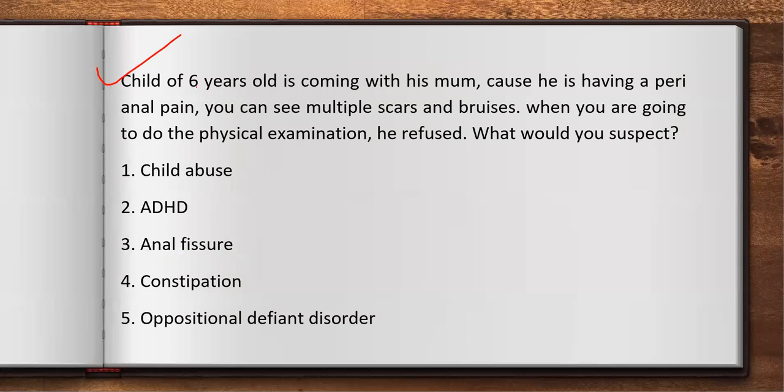Next, a 6-year-old child is coming with his mom because he has perianal pain. You can see multiple scars and bruises. When you are going to do the physical examination, he refuses. What would you suspect? Child abuse, ADHD, anal fissure, constipation, oppositional defiant disorder.